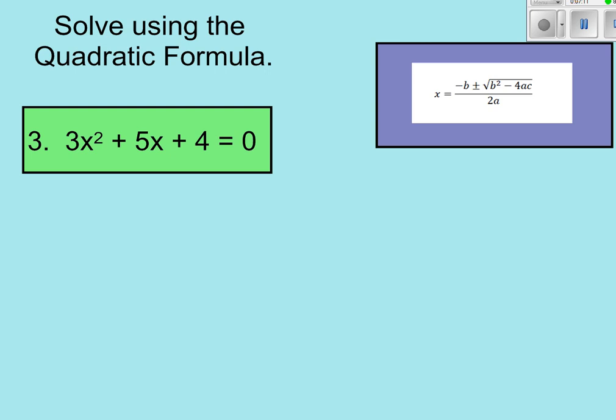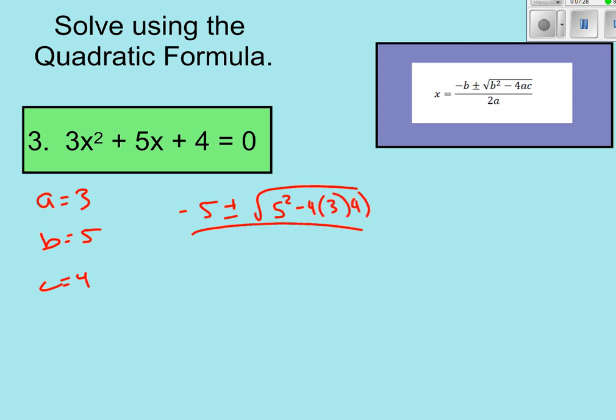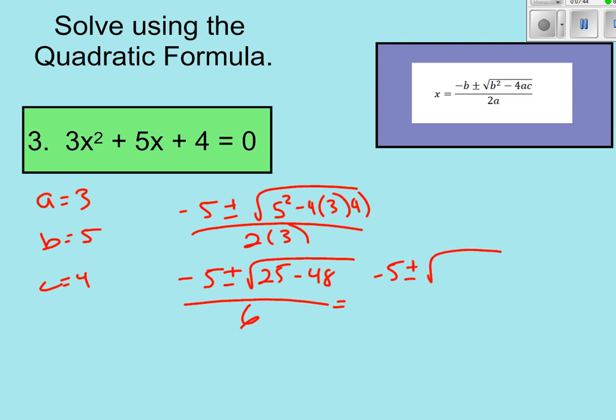So 3, 5, 4, here we go. A is 3, B is 5, C is 4. So it's going to be negative 5 plus or minus square root of 5 squared minus 4 times 3 times 4, all over 2 times 3. Negative 5 plus or minus 25 minus 4 times 3 is 12 times 4 is 48, all over 6. Negative 5 plus or minus, that's going to be negative 23 all over 6.